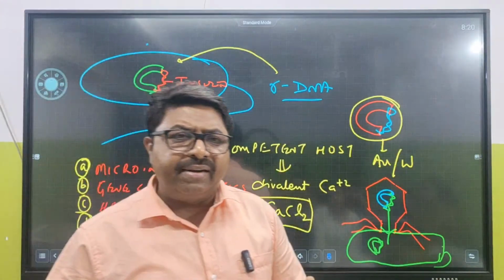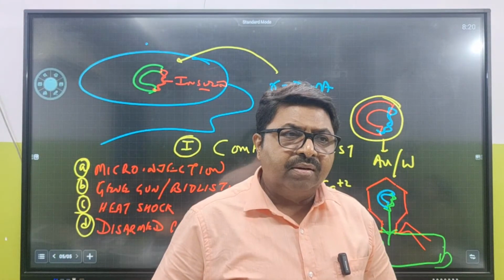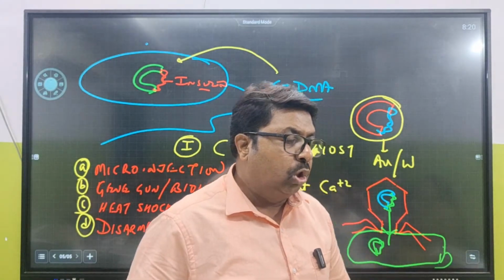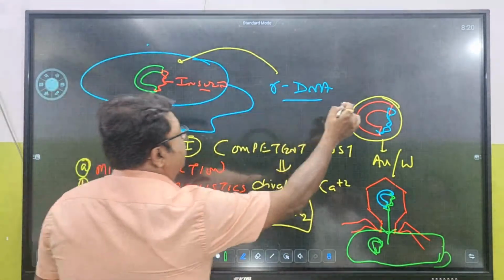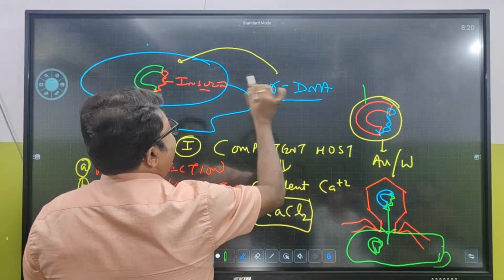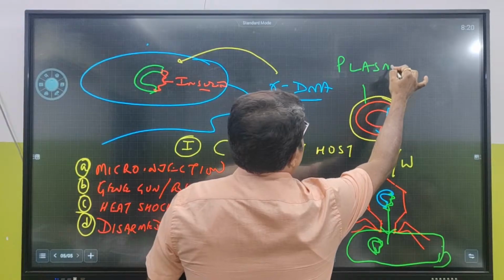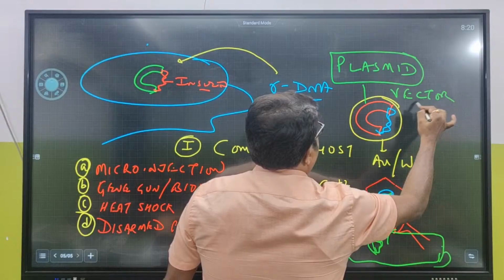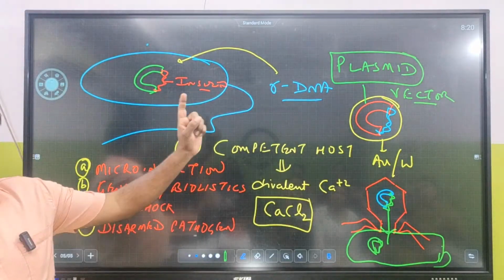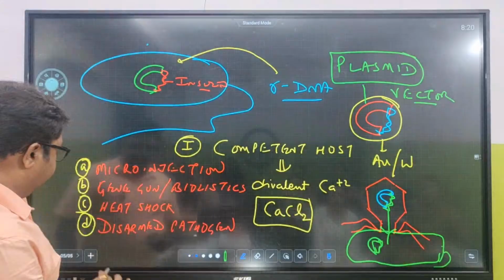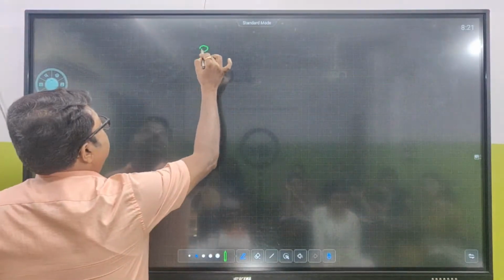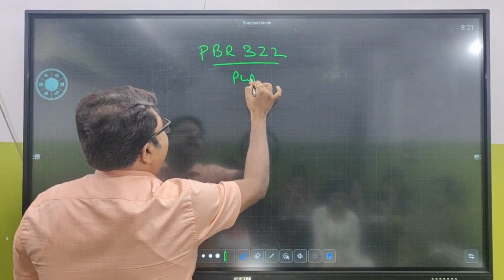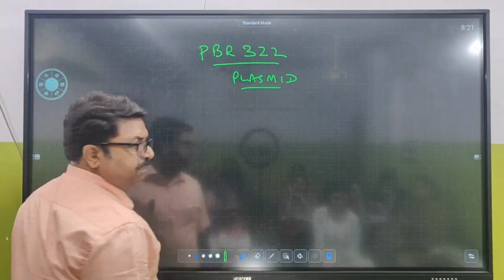These are the 4 techniques by which we can introduce our gene of interest, or in other words rDNA, inside the bacterial cell. Now the most important role is played by what? Plasmid. Because plasmid is the vector. So what we are going to study today is about a plasmid which is called pBR322. This is a plasmid that today we are going to talk about.